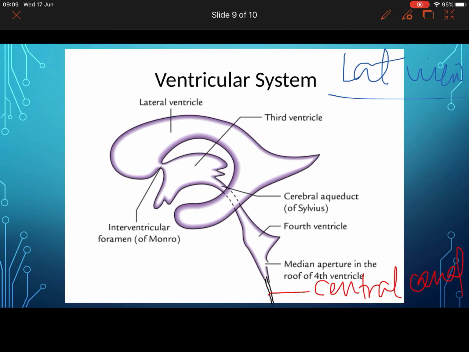So let's practice again. So this is the lateral ventricle, third ventricle, fourth ventricle, foramen of Monro, cerebral aqueduct and the central canal.